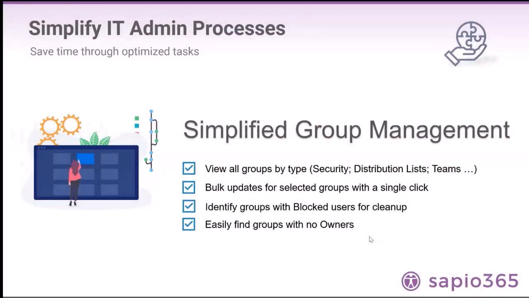So groups are on both sides, right? Mostly on premises, it's security groups, and up in the cloud, it's security groups as well, distribution lists, teams, groups. Having the ability to view it all together, similar to how Eric showed you the other one around all the user information, all the group information is also available at your fingertips.